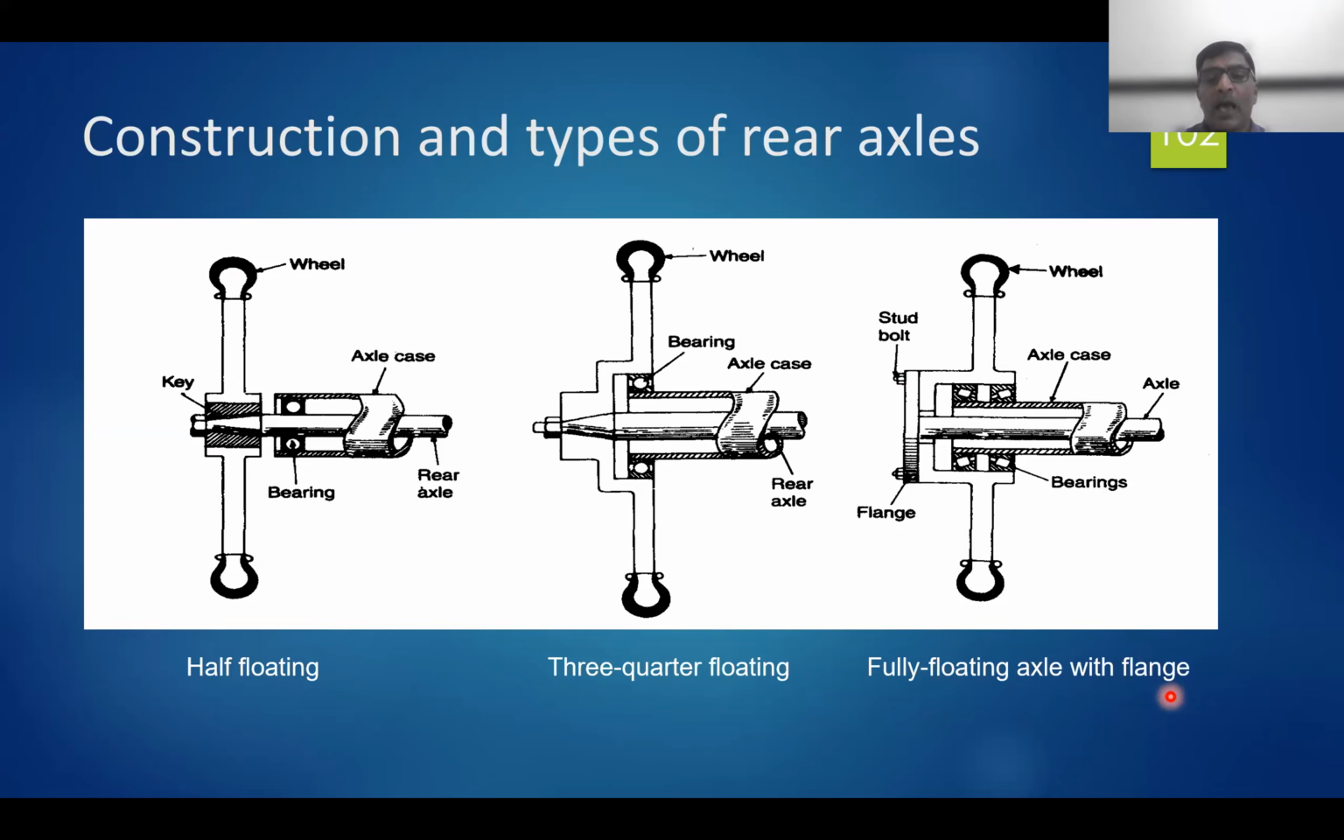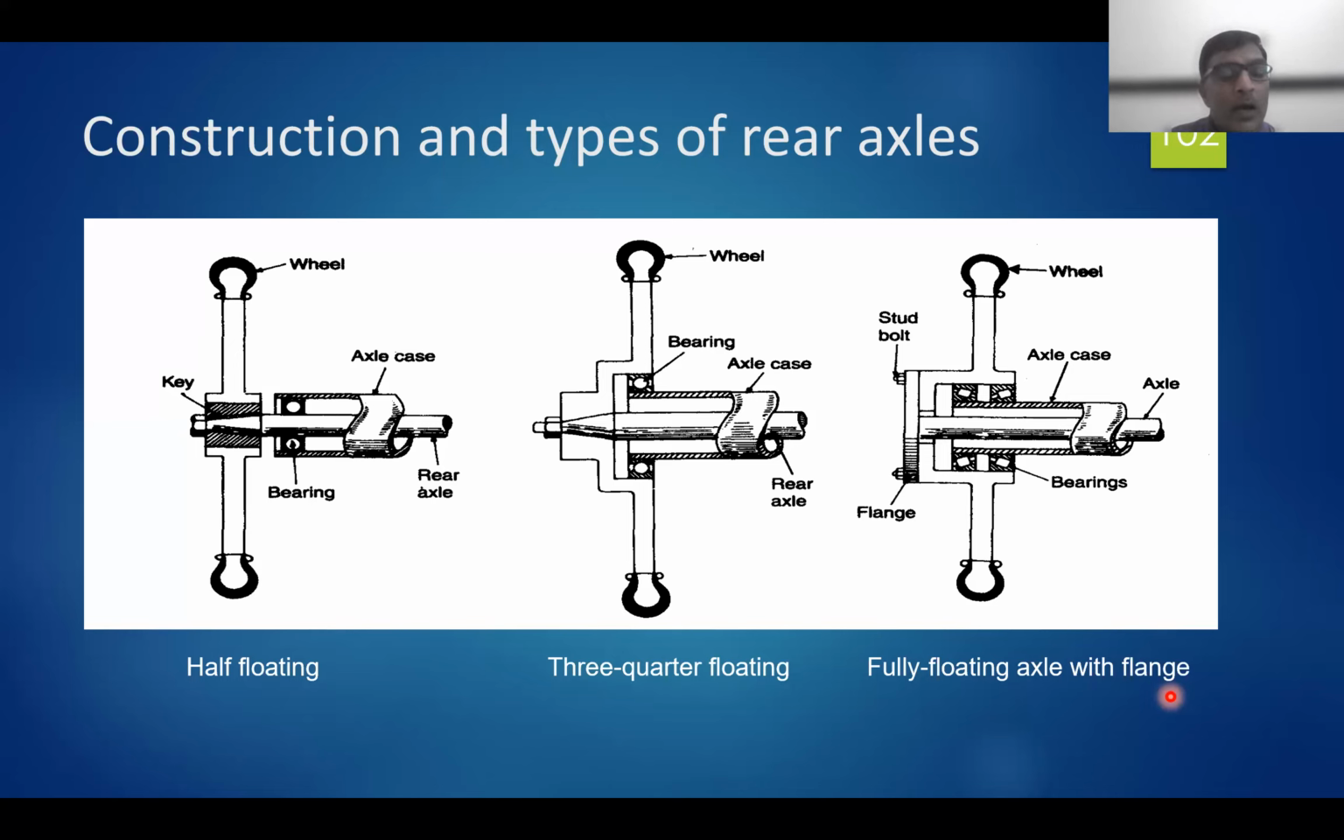If the axle has to rotate only, it doesn't have to take the load, it doesn't have to take any thrust, in that case we are going to call it a fully floating axle with flange. So for heavy vehicles, such fully floating axles are provided, to get a larger torque. The axle performs only a single duty, and that is nothing but to rotate only.